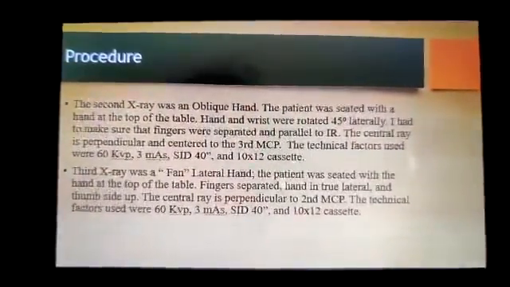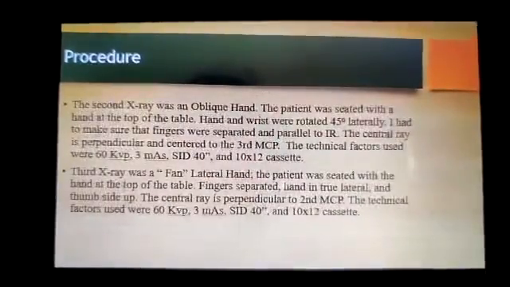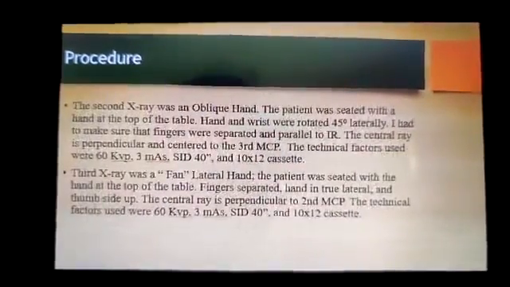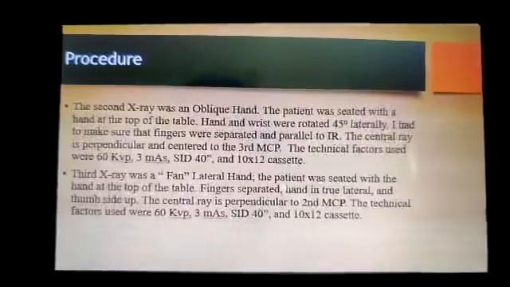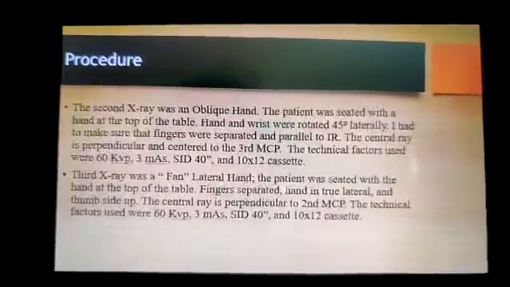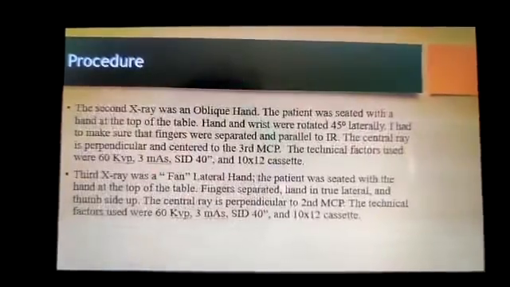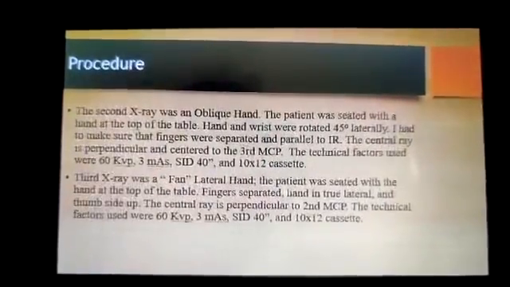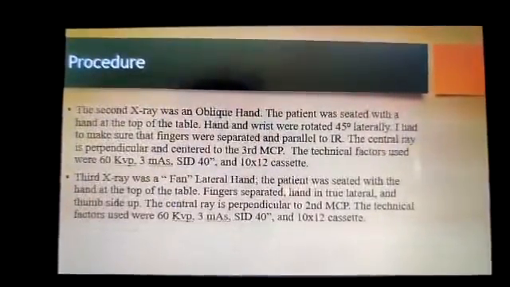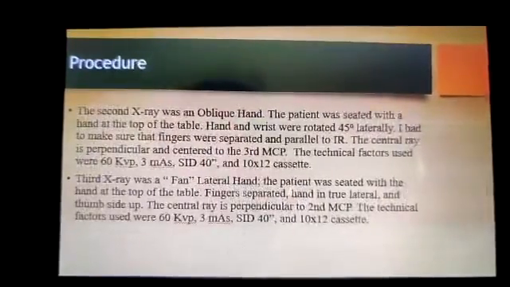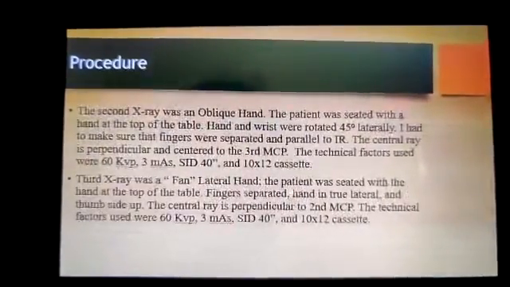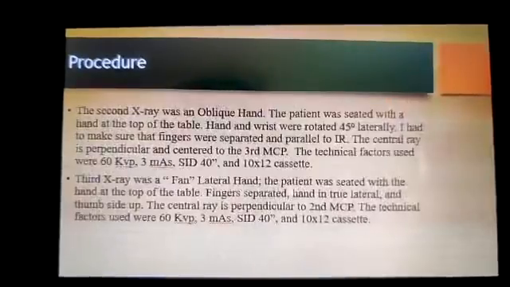The third X-ray was a fan lateral hand. The patient was seated with the hand on top of the table, fingers separated, hand in true lateral, and thumb side up. The central ray is perpendicular to the second MCP. The technical factors used were 60 kVp, 3 mAs, SID at 40 inches, and 10 by 12 cassettes.